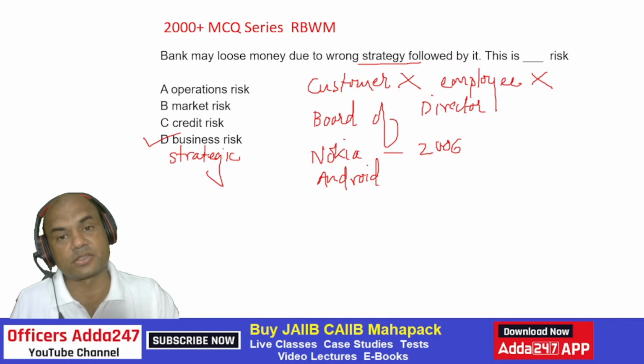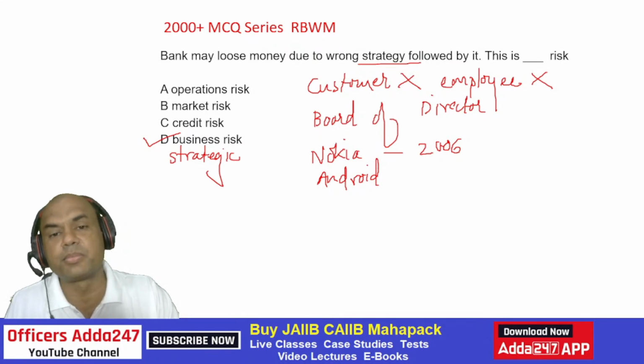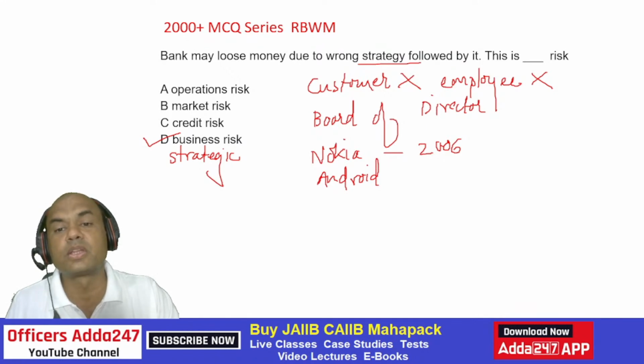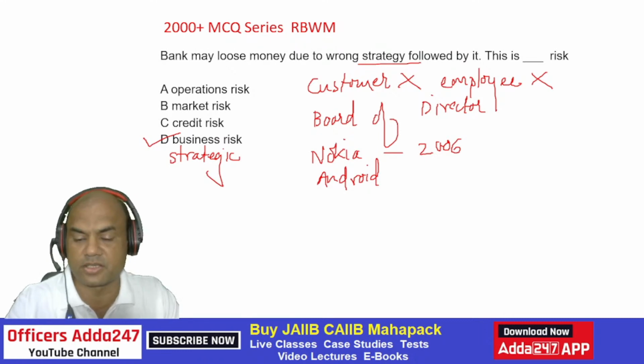It can be named as this also. Okay. So now not only bank, it relates to any company that loses money due to the wrong strategy followed by it. So that is basically strategic risk or business risk. Clear?